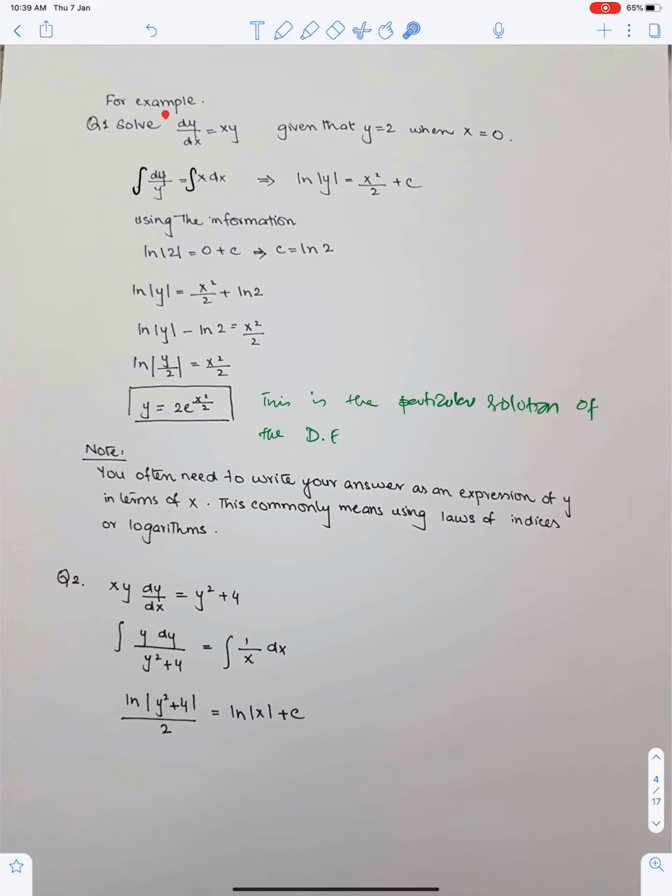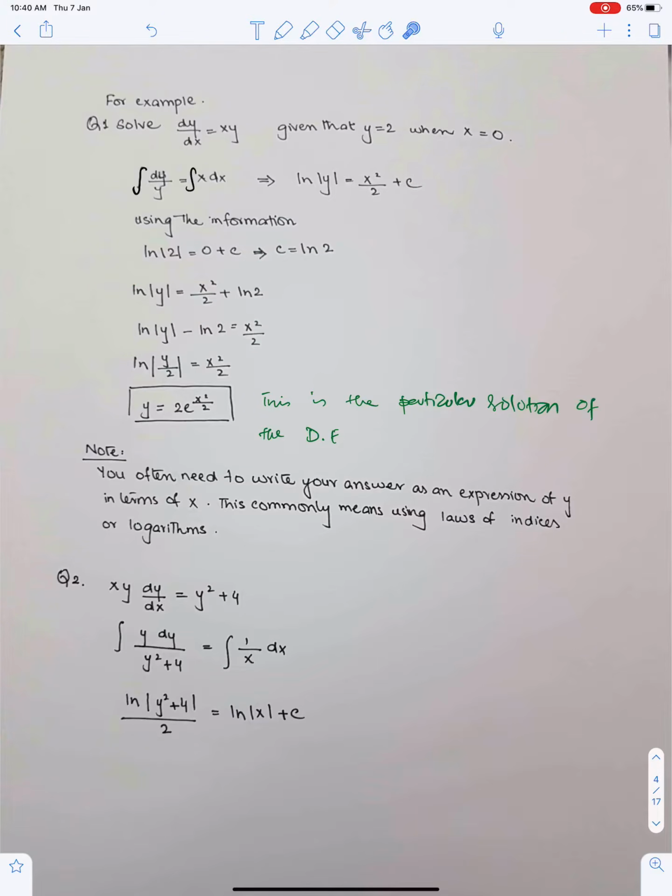For example, we have this equation dy upon dx is equal to xy given that y is 2 and x is 0. With the help of this information, we can find the particular solution. Well, after the variable separable and integrating on both sides, we have this equation ln y equals x square upon 2 plus c. Using this information, we can get the value of c. By substituting the value of c over here, we have this equation.